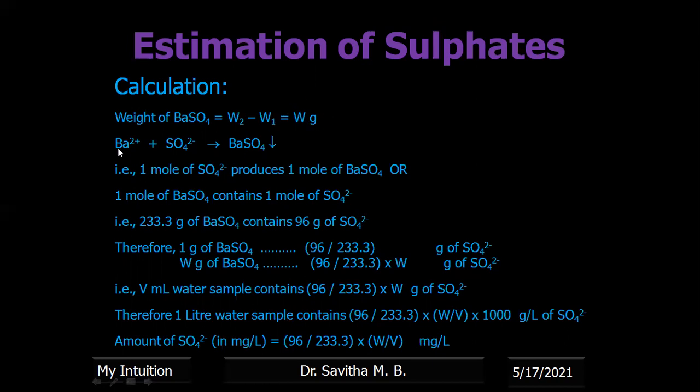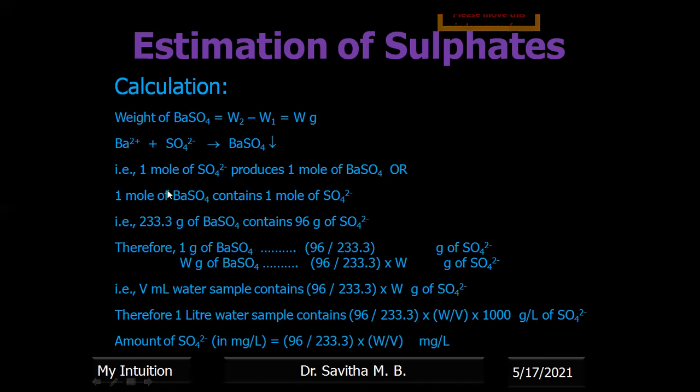Now see, if you write the reaction, barium plus sulfate gives barium sulfate. That means 1 mole of sulfate will produce 1 mole of barium sulfate. So one sulfate ion will give 1 molecule of barium sulfate. In other words, we can say 1 mole of barium sulfate contains 1 mole of sulfate. One and the same.